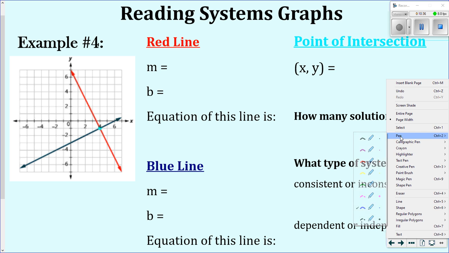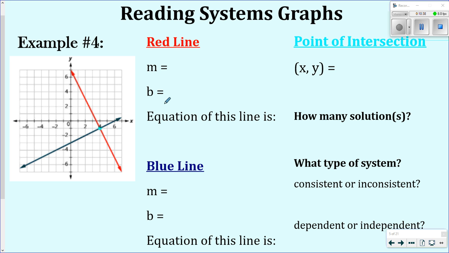For the first one, this says red line. So I'm looking at the red line. We need to know what the slope is. Again, you've done this before, where you look at a graph and you have to figure out what the equation of the line is. Because the only way for us to know what type of system, I mean, yeah, we can look at it from the graph, but we also need some other information to back our answers up.